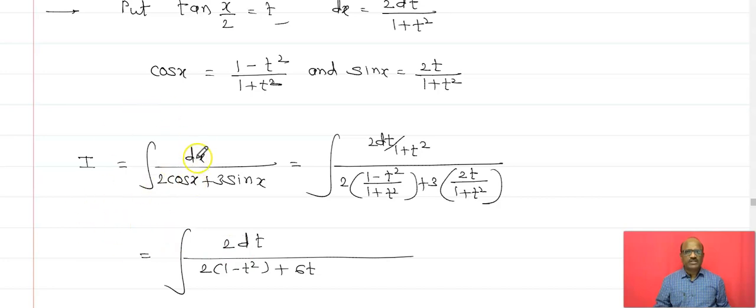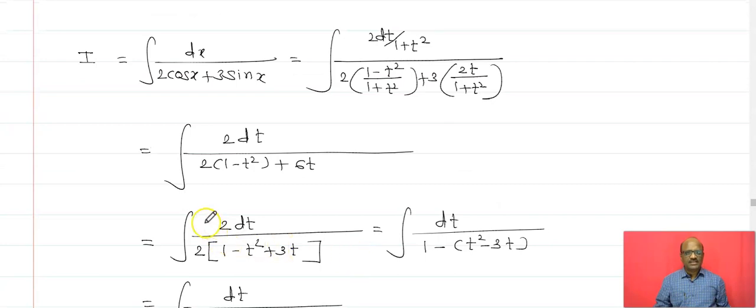Therefore, I is equal to integral dx upon 2 cos x plus 3 sin x will become, the value of dx is 2 dt upon 1 plus t square, 2 in bracket cos x is 1 minus t square upon 1 plus t square plus 3 in bracket 2t upon 1 plus t square. Therefore, integral 2 dt upon 1 plus t square, and if you simplify, then you will get 2 in bracket 1 minus t square plus 6t, and then you will get integral 2 dt upon, we can take the 2 common from these two terms.